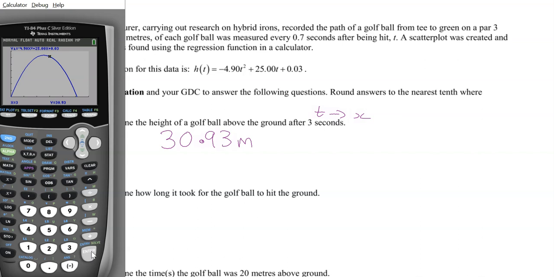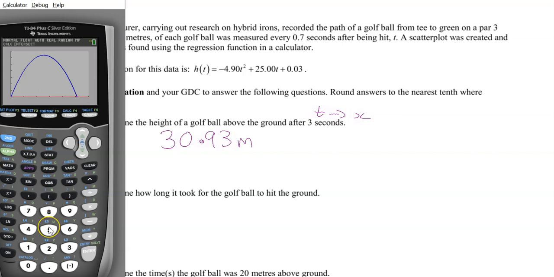Determine how long it took for the ball to hit the ground. So the ball hits the ground when its height is 0. So what I like to do instead is go to y equals, and put y2 as 0. Now, you could just use the 0 function of the calculator. I like to do intersect better, so I'm looking for the intersection of the blue and the red line. If you don't have a color calculator, you're not going to see the red line. It's just going to draw a line right along the x-axis. But it'll be there, and we can use it for an intersect.